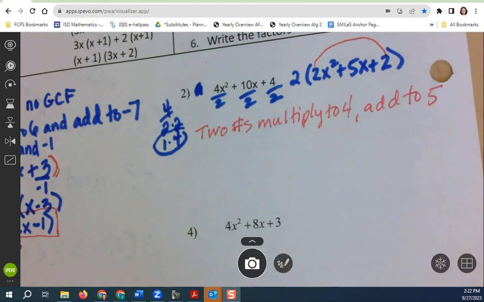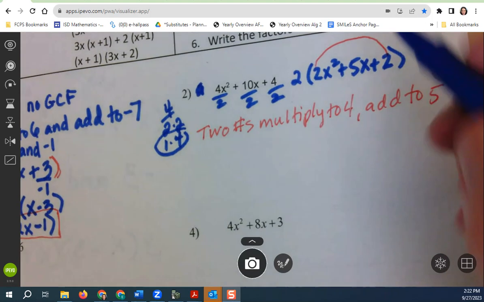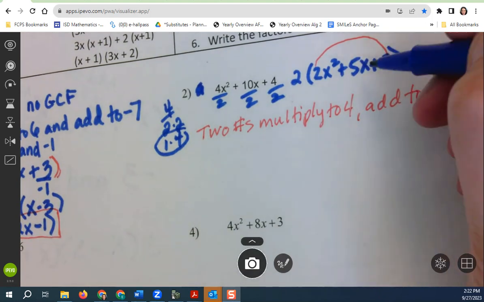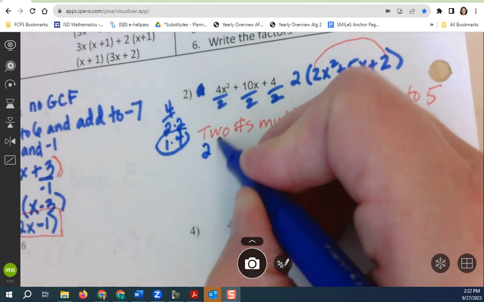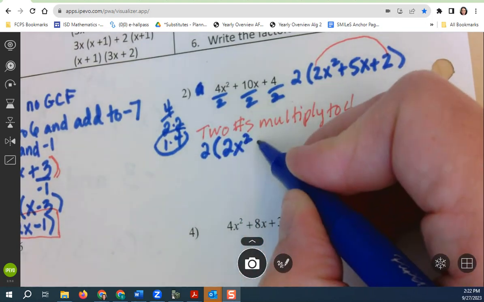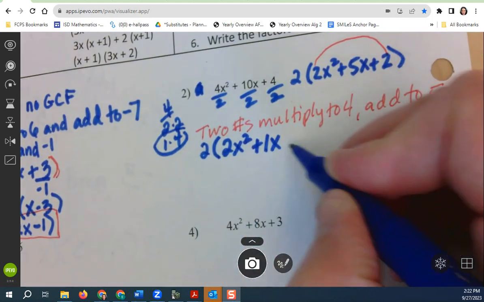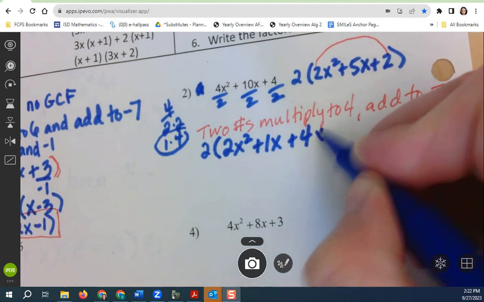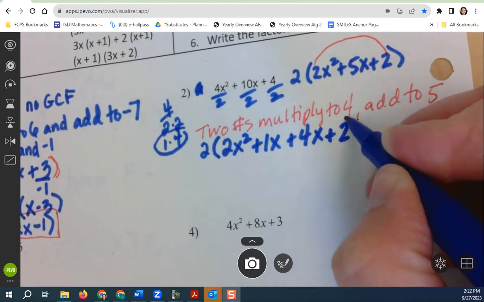And remember, I cannot just put them right in the factors. It doesn't work. It doesn't get you the right answer. So what I do want to do is break up my 5x in the middle. So I have 2 on the outside, 2x squared plus 1x plus 4x plus 2.